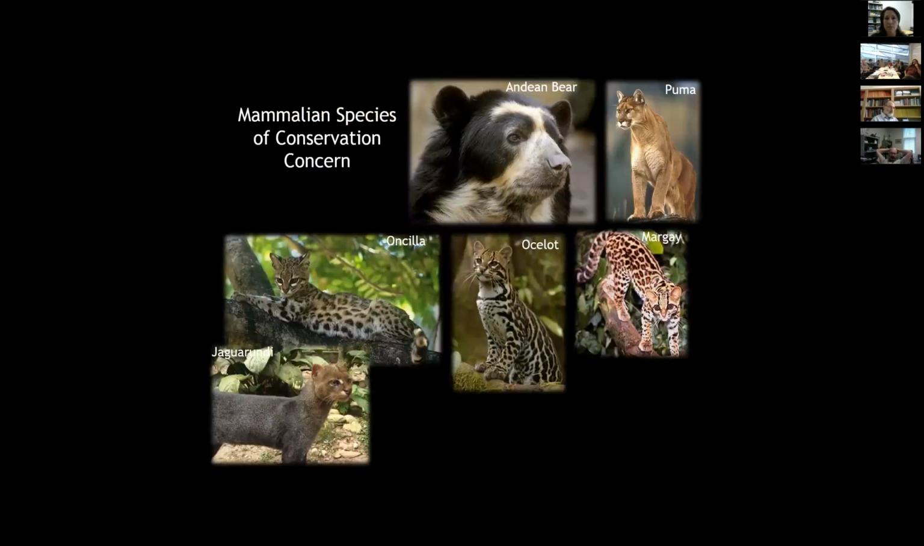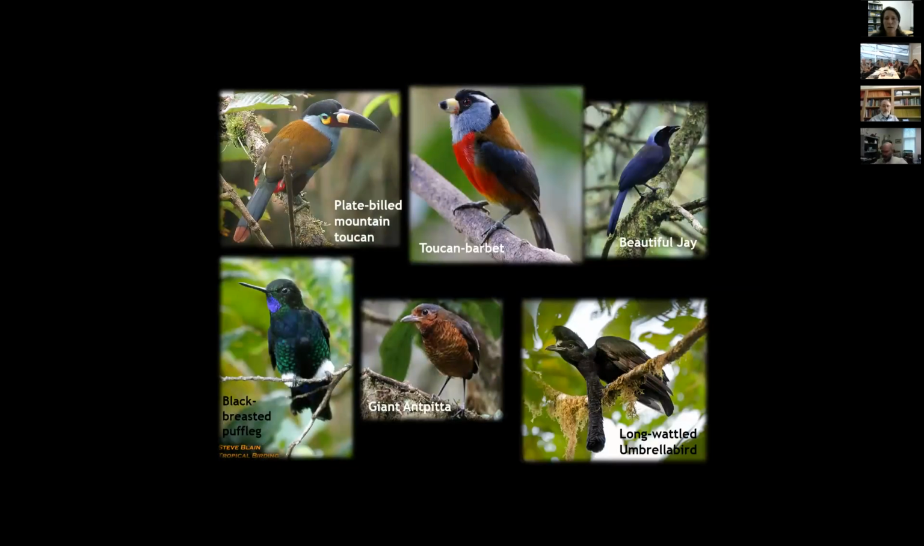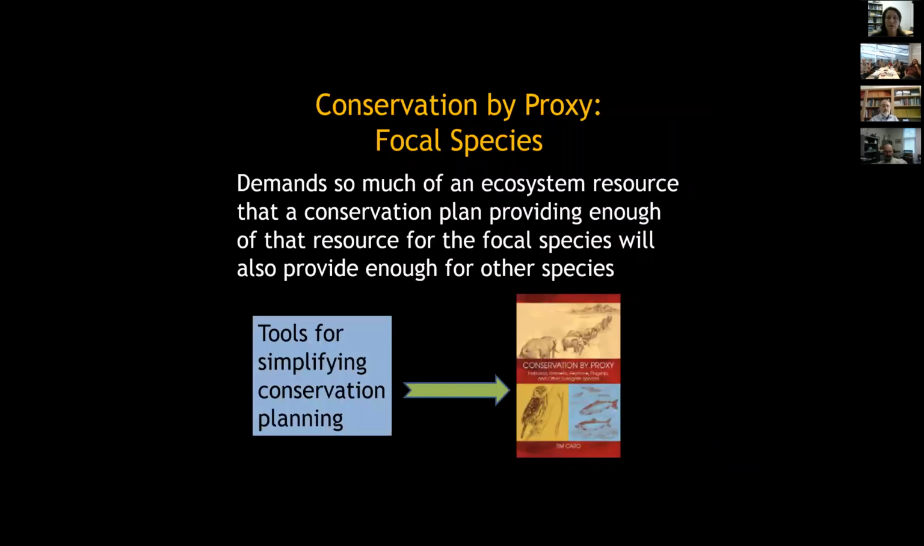There's a lot of mammalian species of conservation concern within this region. There's the Andean bear. This is the species for which I'll be talking about today. But there's also pumas and all these really cool spotted cat species as well. And not only are there mammalian species of conservation concern that are either threatened or endangered or sensitive species, there's a whole host of endemic bird species as well as bird species that are sensitive to increasing rates of habitat loss and fragmentation.